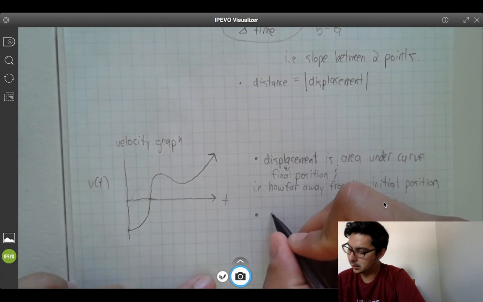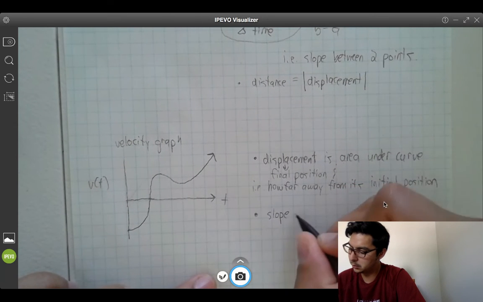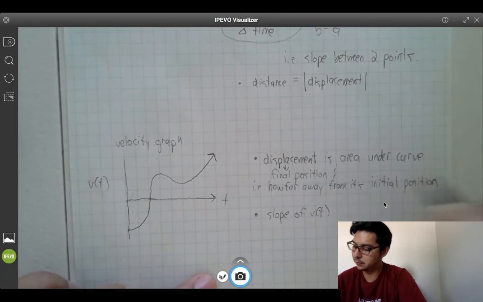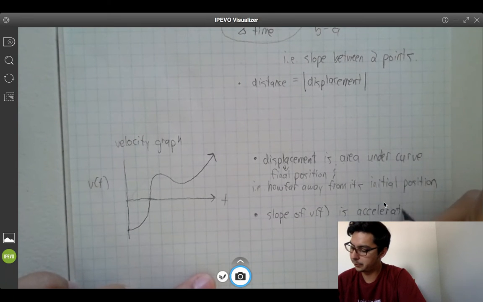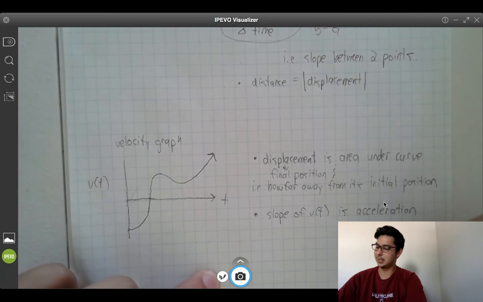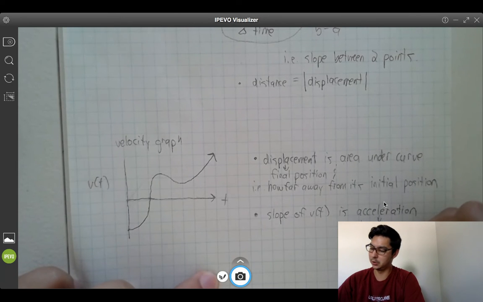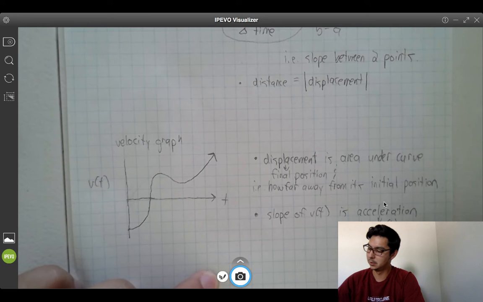The slope of a velocity graph is acceleration, right? Because that's how velocity is changing.